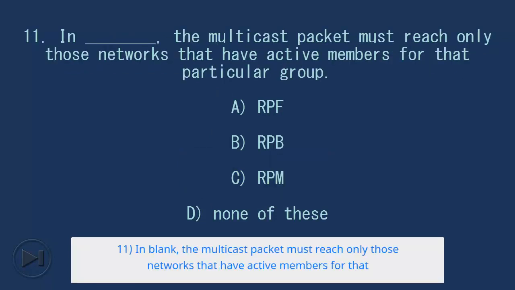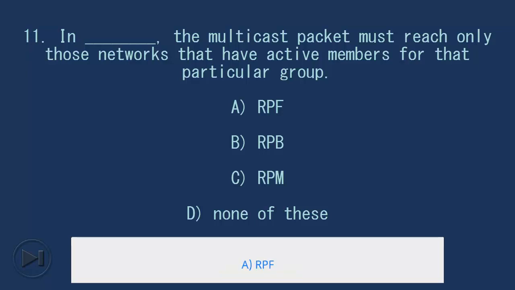11. In blank, the multicast packet must reach only those networks that have active members for that particular group. A, RPF. B, RPB. C, RPM. D, none of these. Answer, C, RPM.